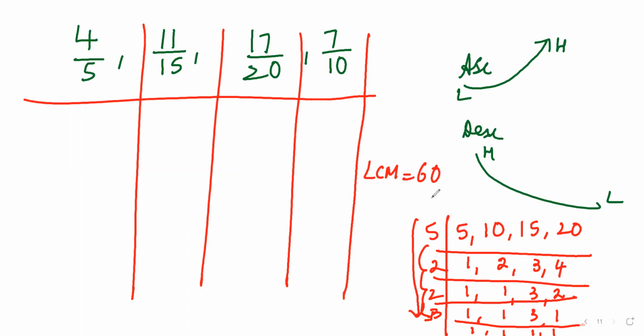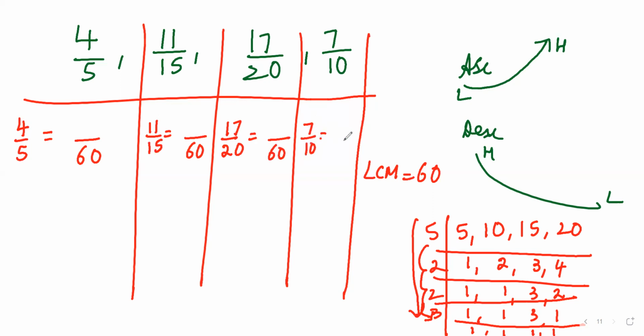You learned it earlier. It's nothing new, but I'm just showing it to you here. So now we will just write them. 4 by 5 is equal to dash by 60. So we have converted all the fractions to fractions with the denominator 60. In other words, we made them like fractions. Remember, like fractions means fractions with the same denominator. Okay, so dash by 60.